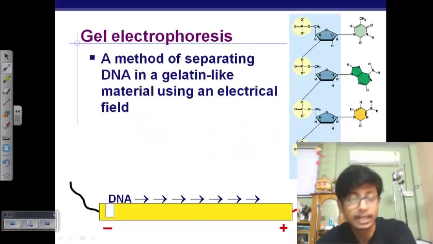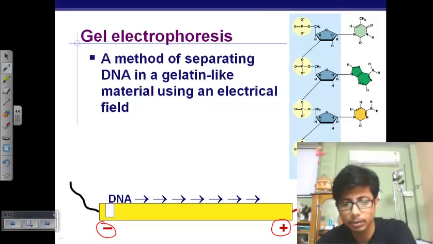How does this gel electrophoresis work? Let's talk about that. I've already talked a little bit about it previously: it is a method of separating DNA in a gelatin-like material using an electrical field. Let's say this is the negative electrode and this is the positive electrode. The positive electrode is called the anode, and the negative electrode is called the cathode.